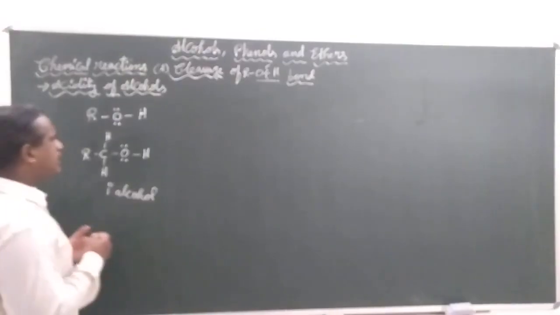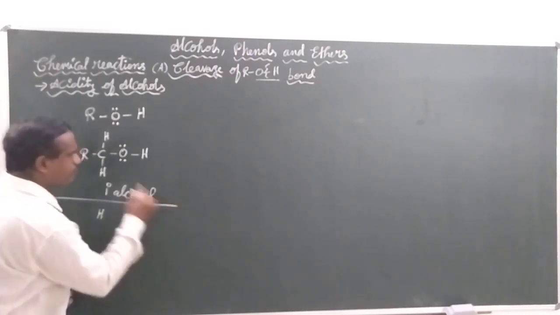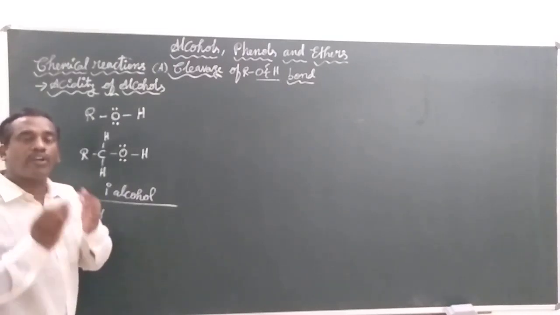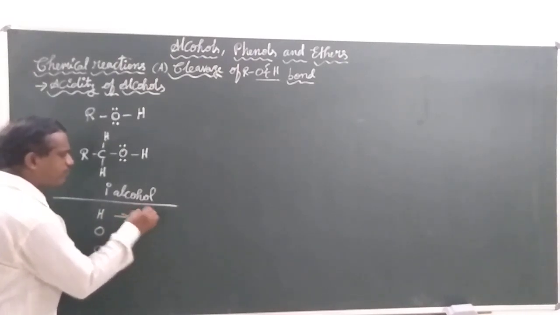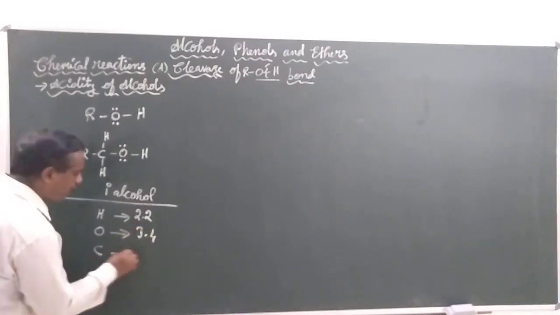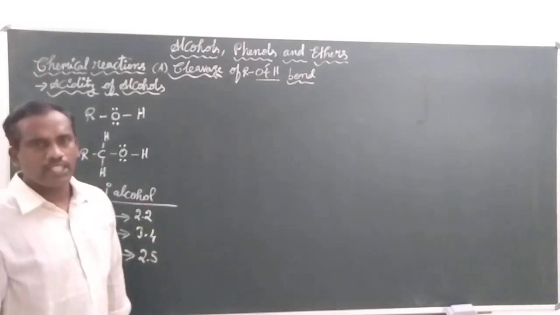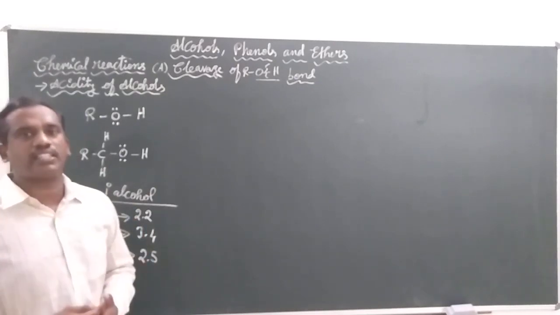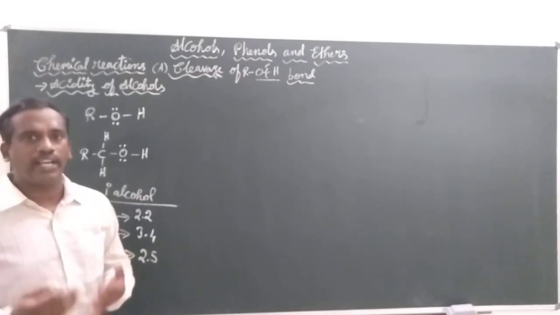What atoms can we find here? We can find hydrogen, oxygen and carbon. Let us take their electronegativity values first. The electronegativity of hydrogen is 2.2, oxygen is 3.4 and carbon is 2.5. Once we study the electronegativity values, it will be very easy for us to see which atom is withdrawing electrons towards itself in the bonded atoms.